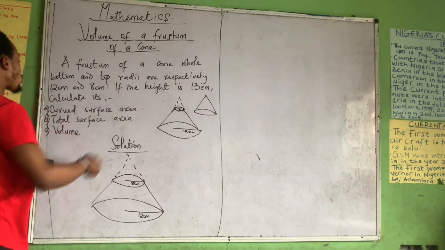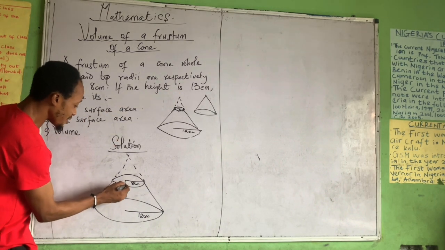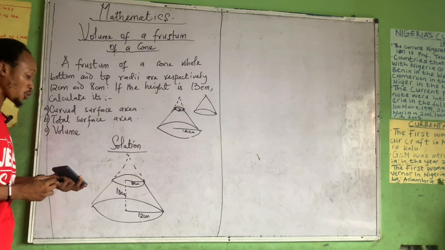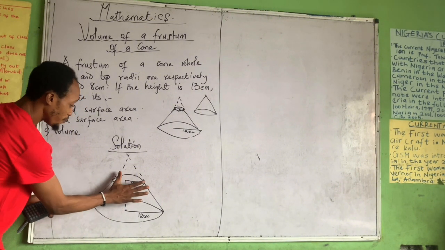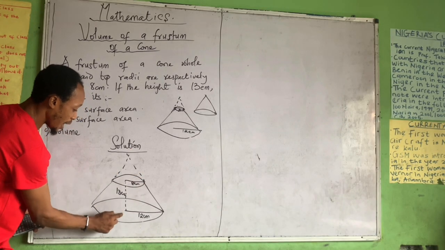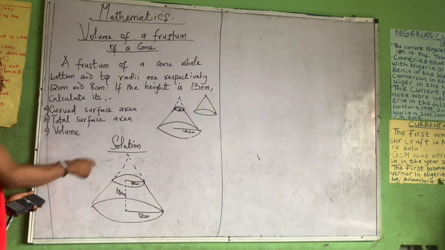Now, the height is 13 centimeter. Don't forget, it is the height of the frustum, since we are dealing with the frustum. So it is this height alone. Here is not part of it. They didn't give us this place. The only place that they give us is here. So the height is here. Now, calculate its curved surface area, total surface area, and the volume.